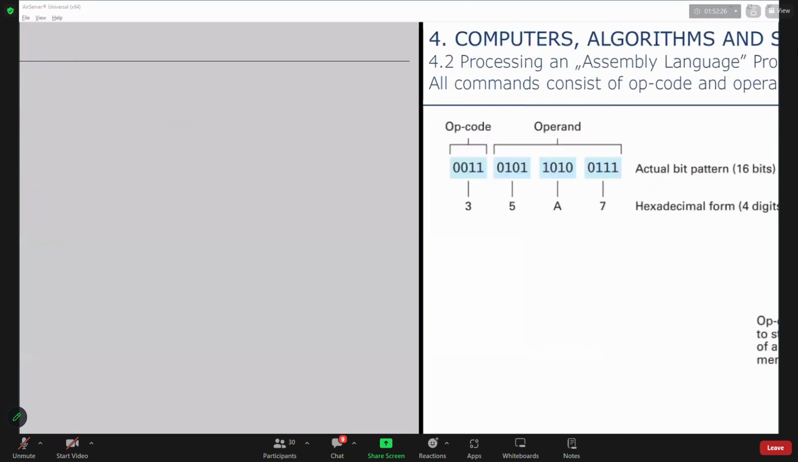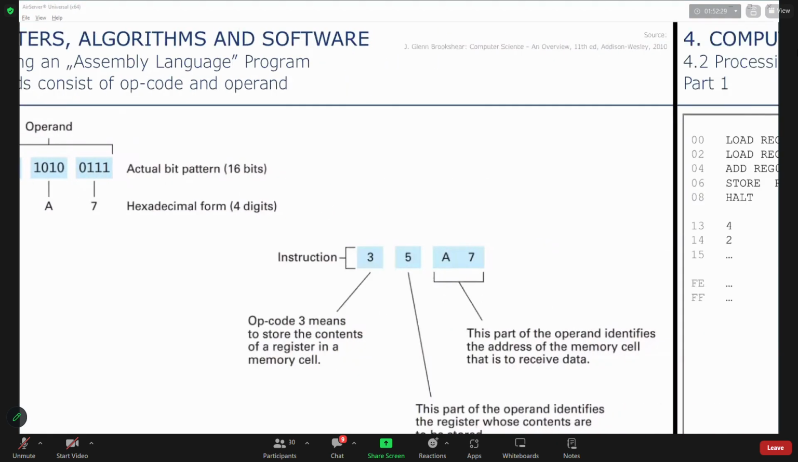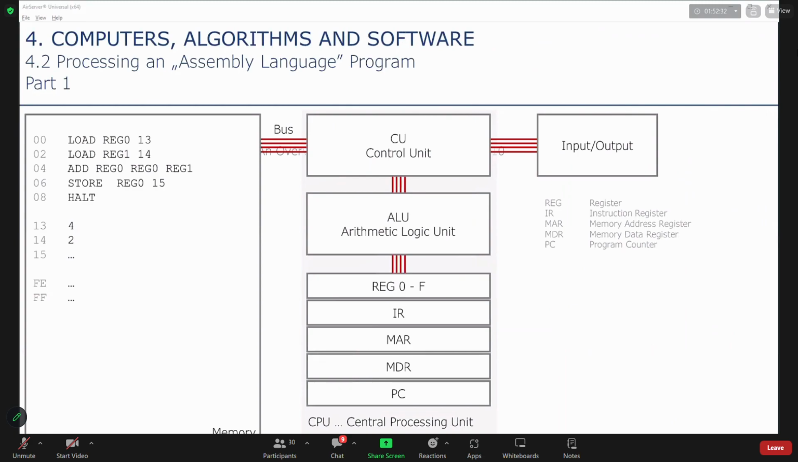So let's look into how this is looking. That's just, we will come to it later. So this is now the program, and this is the data. You see, we are storing both in the same memory. And we have the control unit, we have the arithmetic logic unit, and it has the registers 0 to F. It has an instruction register where it is storing the instructions. It has a memory address register, a memory data register and a program counter.